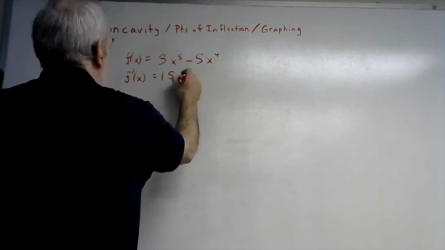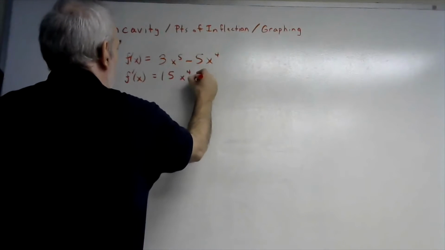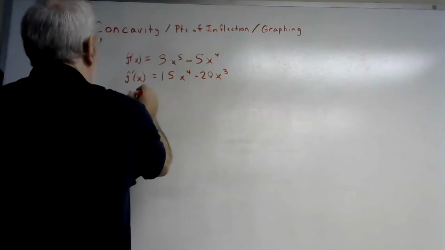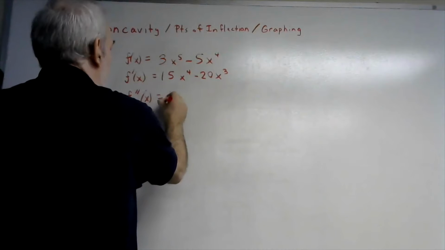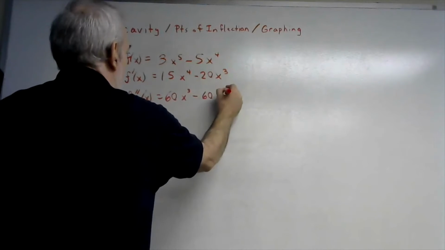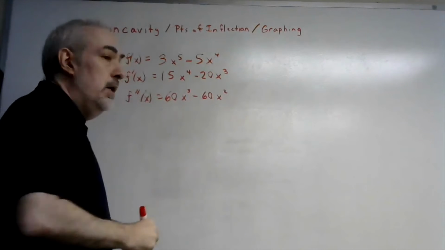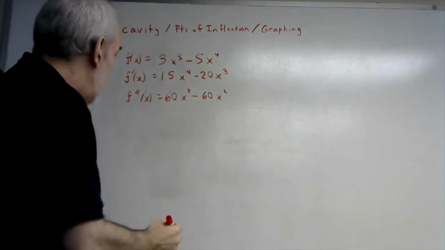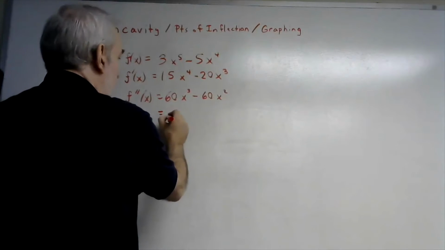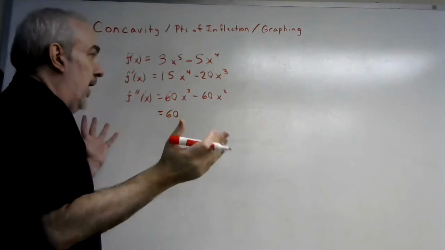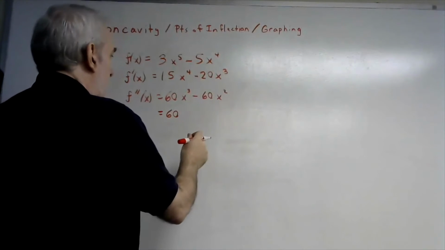The first derivative would be 15x to the fourth minus 20x cubed. The second derivative would be 60x cubed minus 60x squared. Then, just like the first derivative, we want to factor this so that we can easily identify where the second derivative is positive or negative, or 0 or undefined. And then we'll figure out where it's positive and negative.